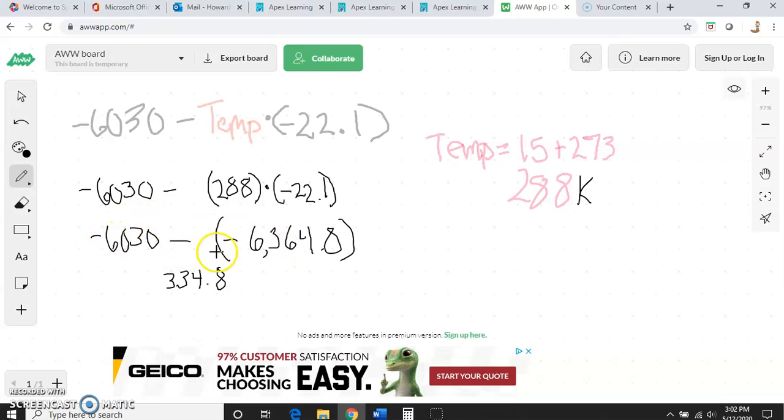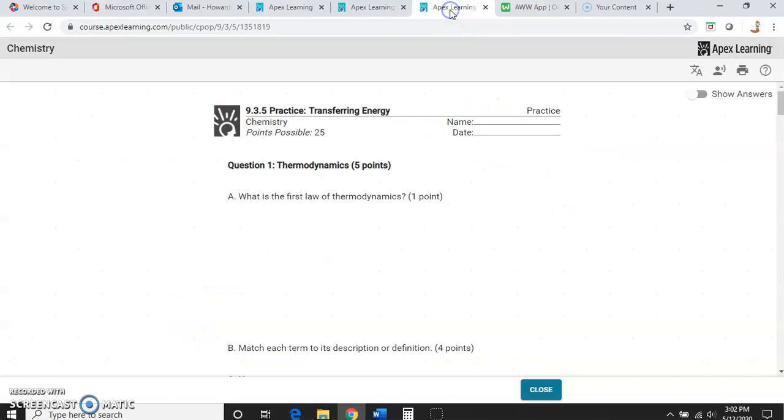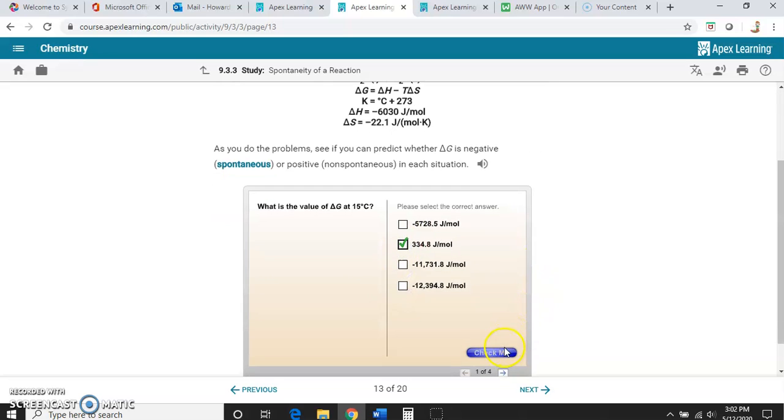So a negative minus another negative, in the end, I just changed this value to a plus, and I get the total of 334.8. See if that's one of my options. We cross our fingers that it always is. Oh, it is. Okay. Check it. Great. Okay.